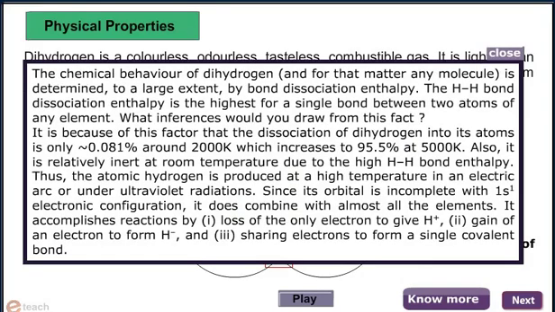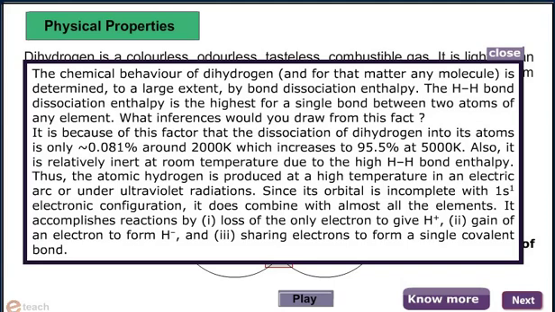The chemical behavior of dihydrogen, and for that matter any molecule, is determined to a large extent by bond dissociation enthalpy. The H-H bond dissociation enthalpy is the highest for a single bond between two atoms of any element. What inferences would you draw from this fact?